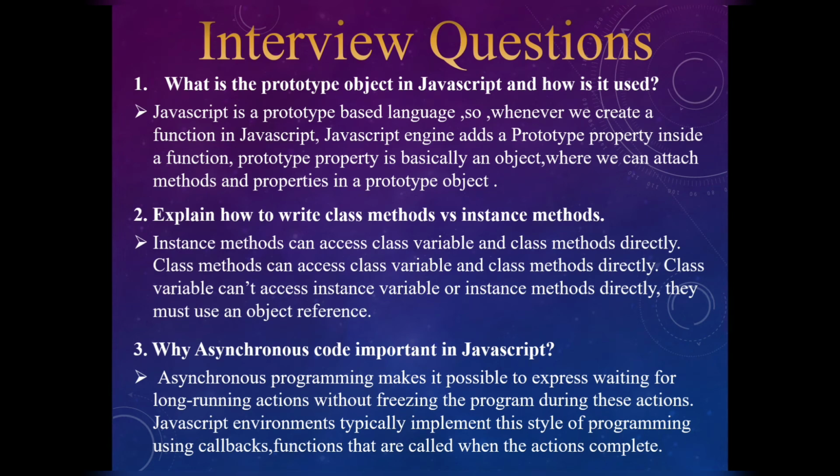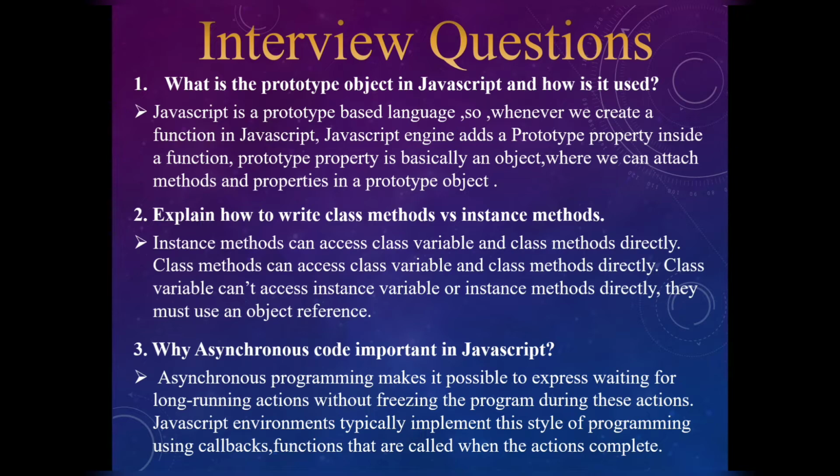Now we go through interview questions. What is the prototype object in JavaScript and how is it used? JavaScript is a prototype-based language. So whenever we create a function, the JavaScript engine adds a prototype property inside the function. The prototype property is basically an object where we can attach methods and properties.